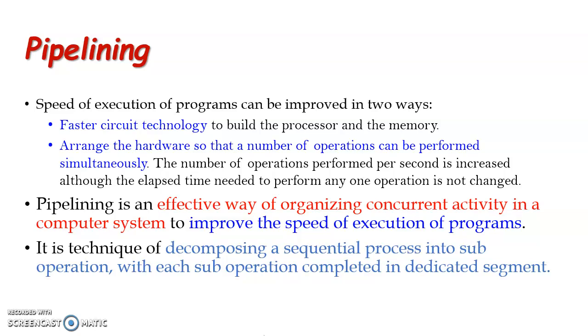Pipelining is an effective way of organizing concurrent activity in a computer system to improve the speed of execution of programs. It is a technique of decomposing a sequential process into sub-operations, with each sub-operation completed in a dedicated segment.